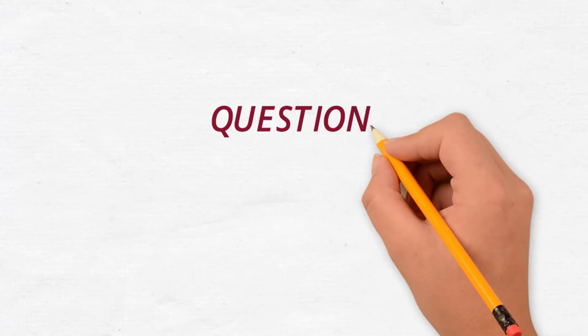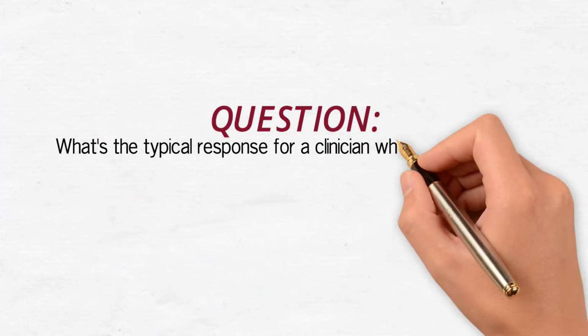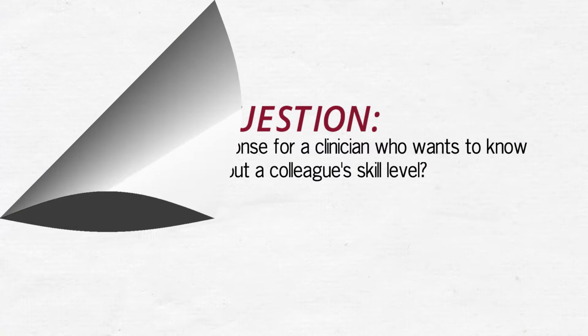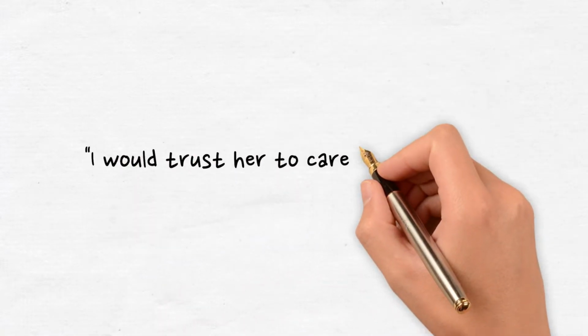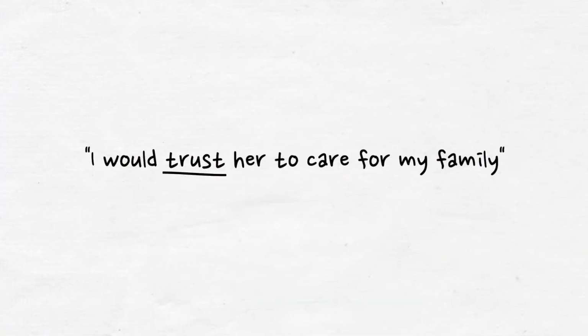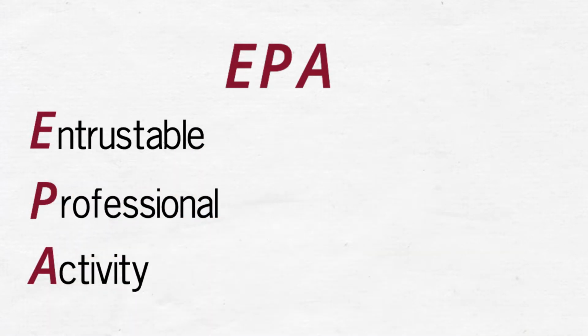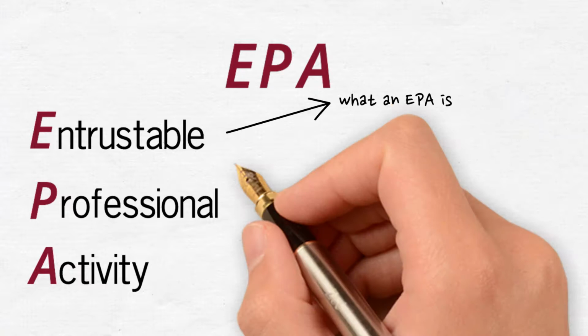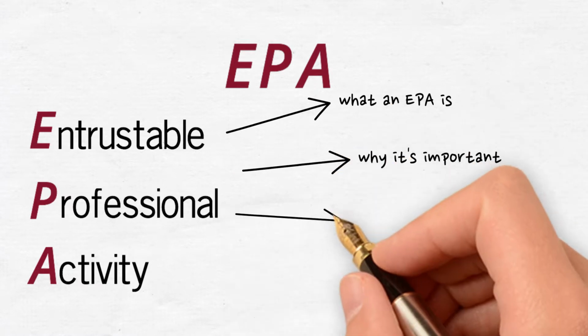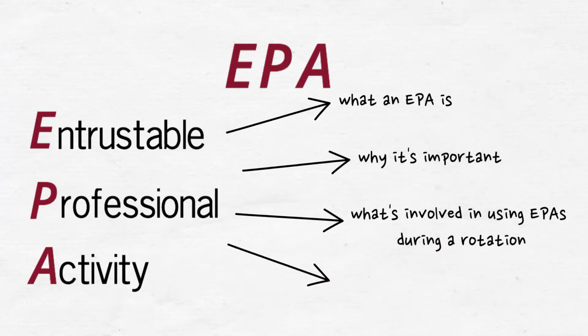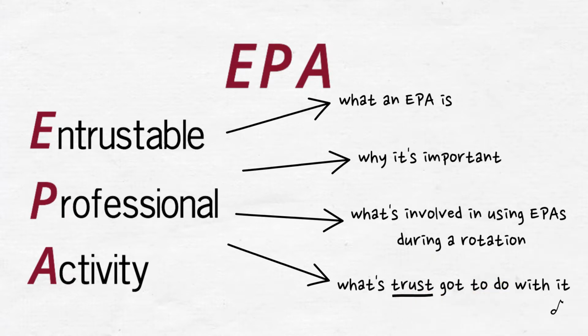What's the typical response for a clinician who wants to know more about a colleague's skill level? It's not uncommon to hear a clinician use some version of the phrase, "I would trust her to care for my family." This video was created to introduce you to what is a very interesting way of thinking about both learning and teaching. It's demonstrating something called an Entrustable Professional Activity, or EPA. We will cover what an EPA is, why it's important, and what's involved in using EPAs during a rotation, and what's trust got to do with it.